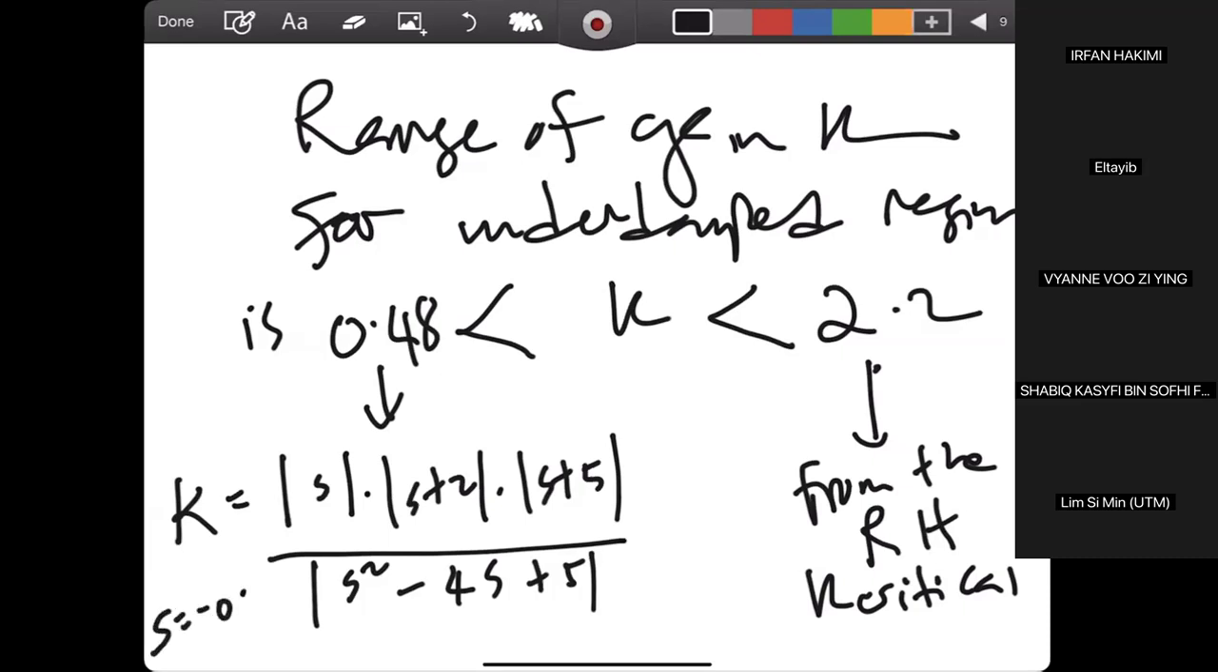Using the magnitude formula. What is the value of K when we insert minus 0.62 inside these equations? 0.48. 0.48.